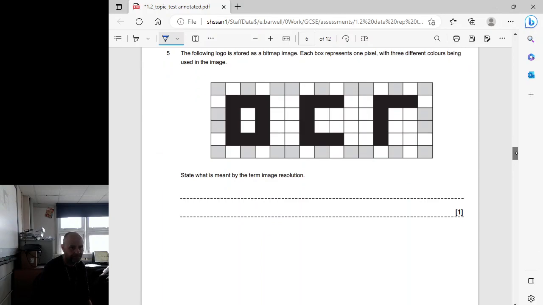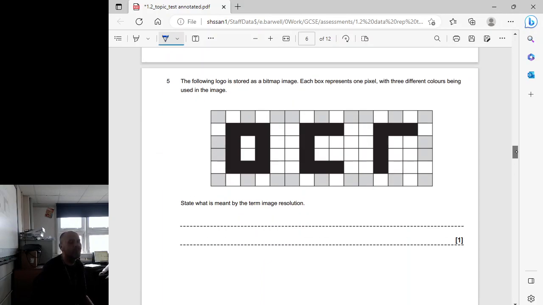Okay, moving on. This was part of a bigger question, that asked you to do some colour palette things. Right, image resolution. Most people got this, and I was quite happy with that. You did remember what that meant. Remember, that is the number of pixels in an image. I said how clear it is. Yeah, it's too vague.